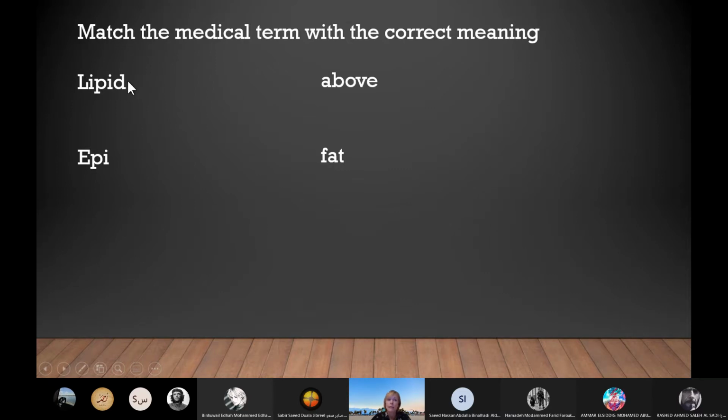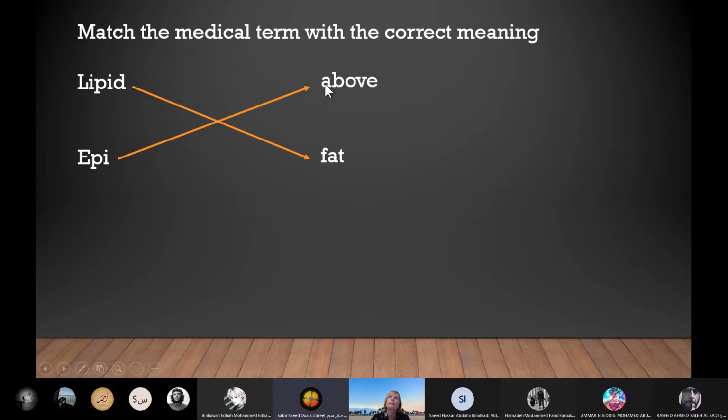So lipid, does lipid mean fat or above? Fat. Fat, that's right. So lipid is fat. So epi, if we think about epidermis, we mean it's above the skin. And how is it used in epidemic?